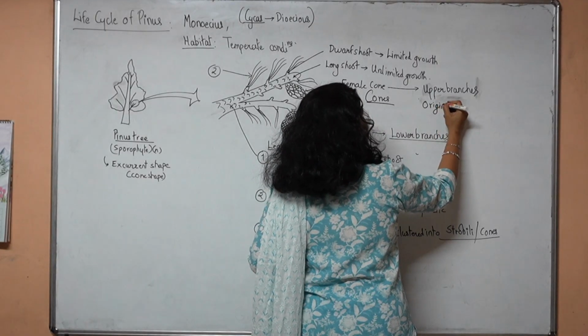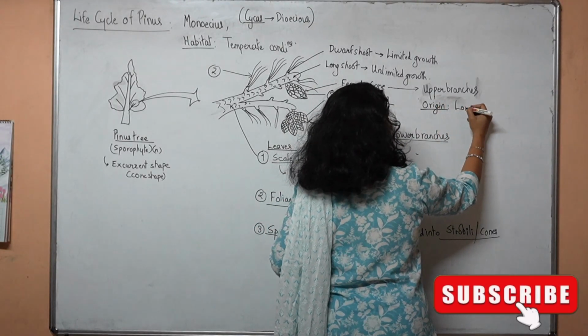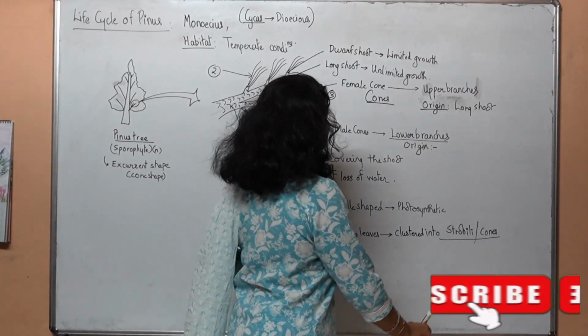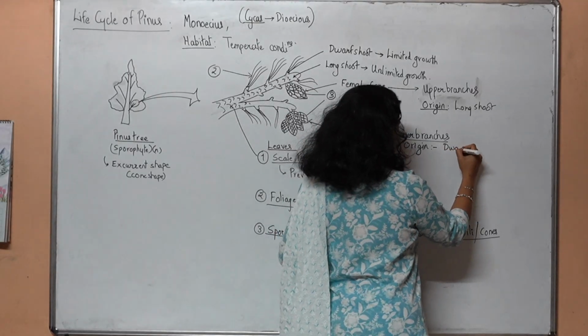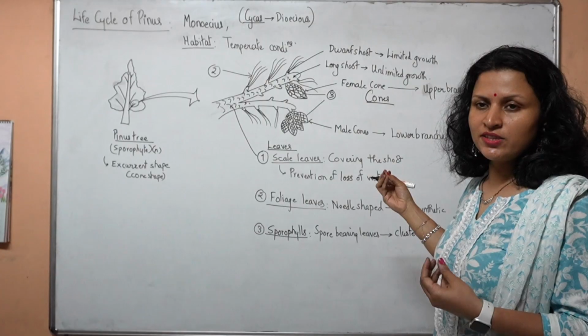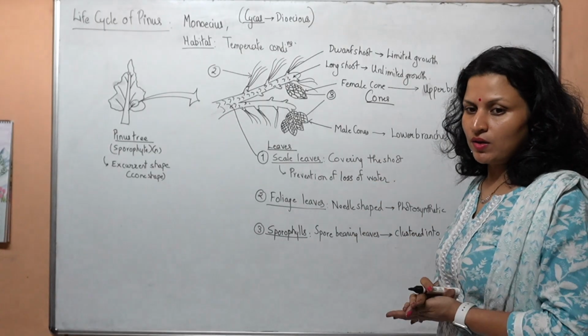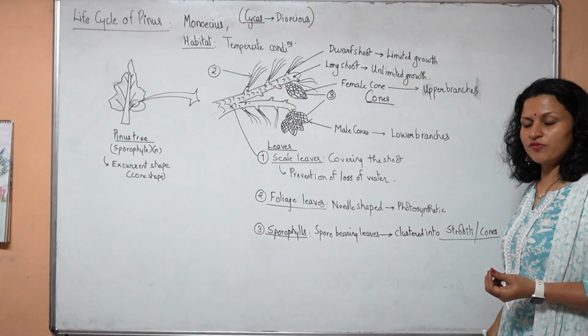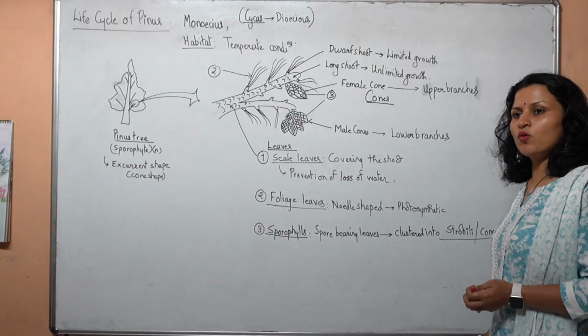Origin of the female cone is said to be the long shoot, and the origin of the male cones is said to be the dwarf shoot. Pinus is monoecious, so both the male and the female cones will be on the same plant. The cones bearing the sporophylls will produce the spores.